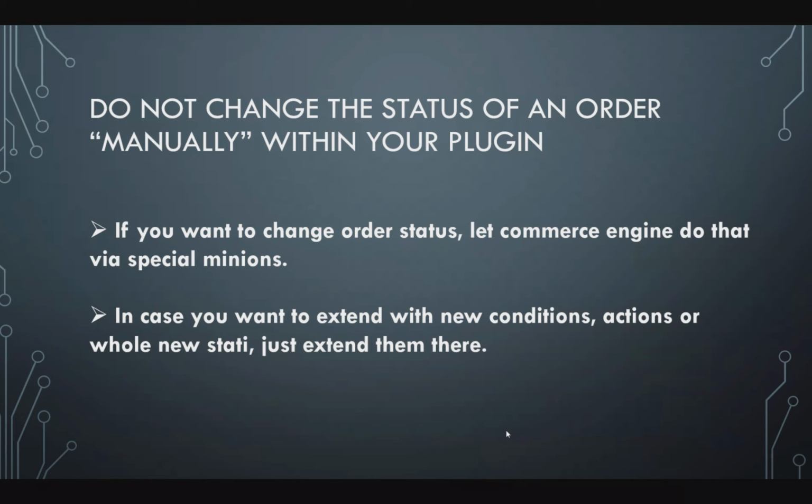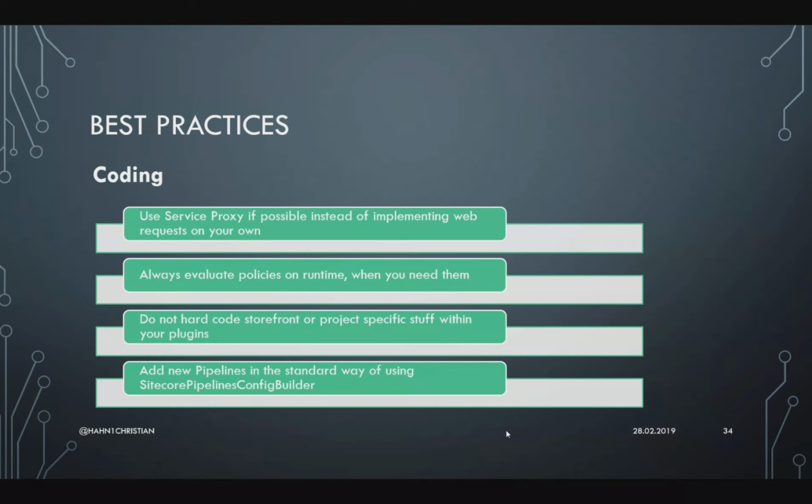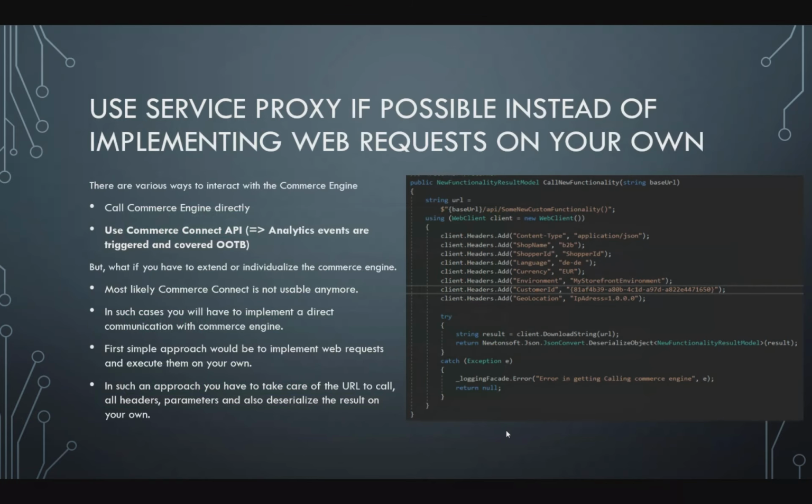So let's go on in coding. Coding is, I guess, one of the most important things, to make life easier, to make things easier. Start with using a service proxy if possible instead of implementing web requests on your own. What does that mean? So we know Commerce Engine exposes its API via OData, the standard protocol. And of course, it is possible to consume that OData interface with some kind of service proxy. Also, Sitecore provides us with an implementation of that service proxy.